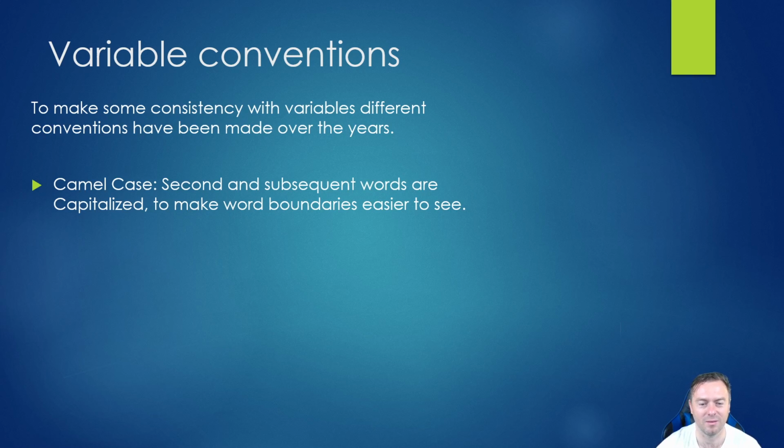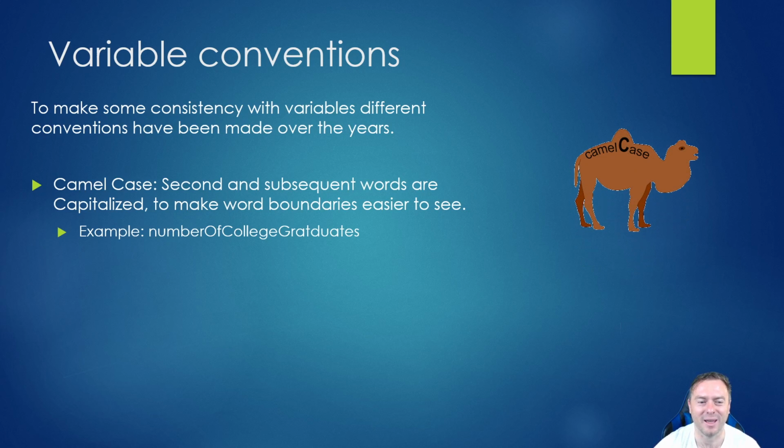Okay, so this makes it very easy to see where the boundary is. If you just write it all in lowercase, it's super hard to distinguish where the words get separated. So if we had this variable called number of college graduates, we'd use Camel Case, right? Every time it splits, we capitalize it.